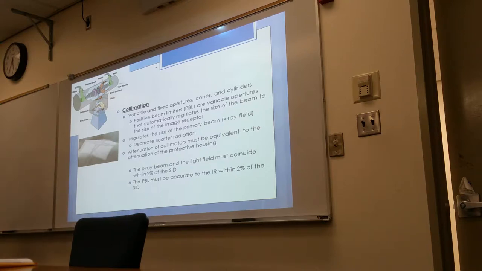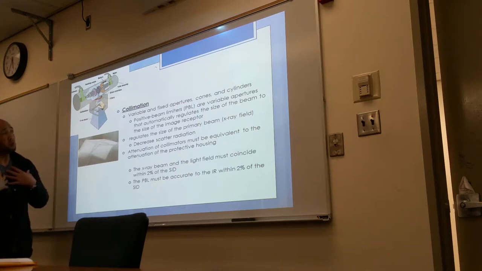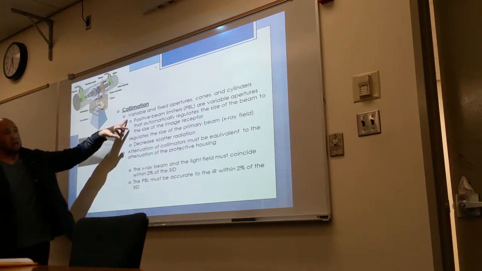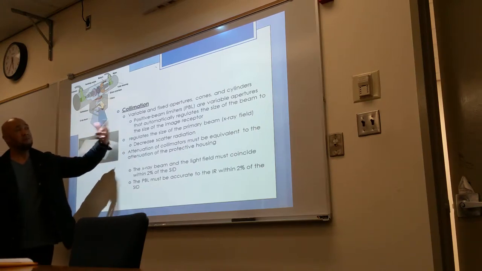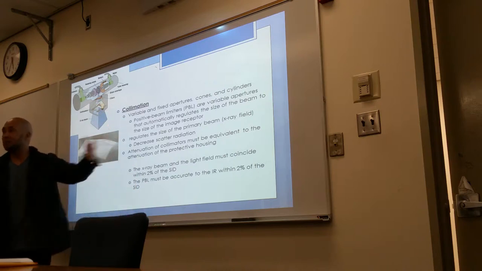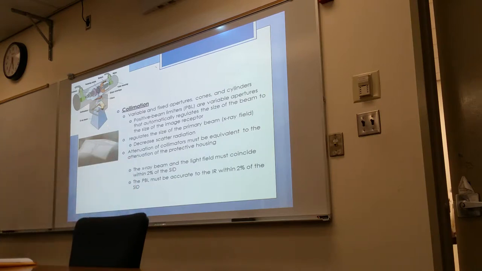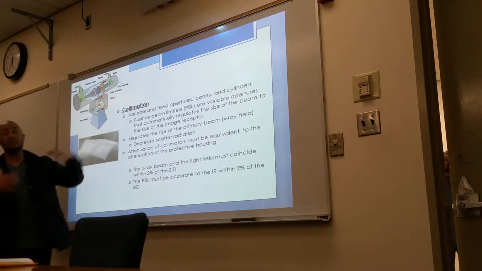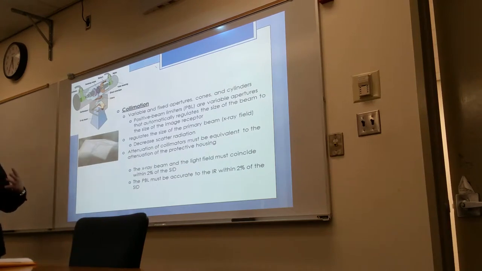Now, for those of you who don't know what collimators are, they are a set of lead shutters. They control the size of the X-ray beam. What we are used to working with is a variable aperture, but we also have fixed apertures. What does an aperture mean? It's just an opening or a window. What we deal with is a variable aperture, so we can adjust the size of our X-ray beam.